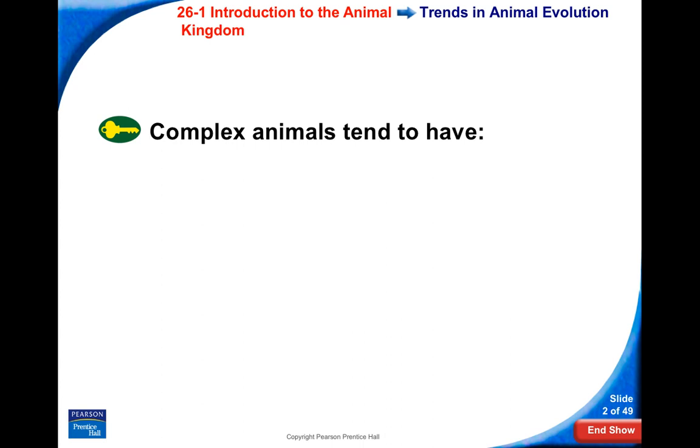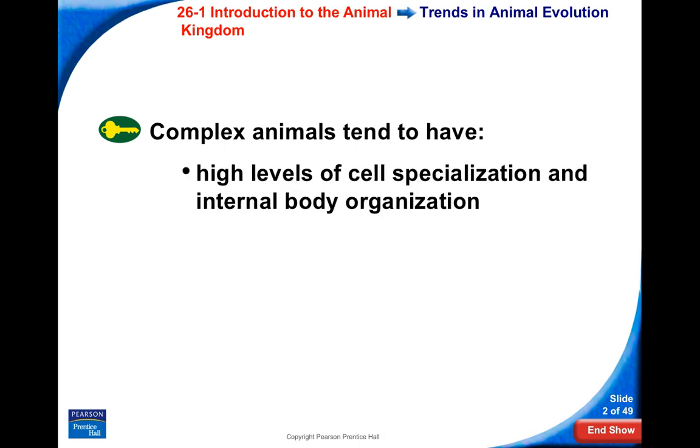Okay, so there's this trend of going from more simple to more complex, and there are actually 4 specific trends that we see in animal evolution that distinguish simpler animals from more complicated ones. So here are those 4 trends, and these are the 4 that we're going to talk about in these notes. So complex animals tend to have higher levels of cell specialization and internal body organization. And by the way, we're going to explain what each of these are, so if you think, whoa, you're throwing a lot of terms at me, don't worry, it'll make sense as we go through.